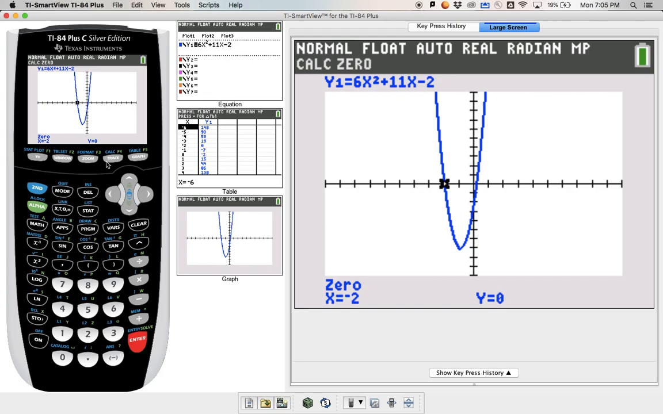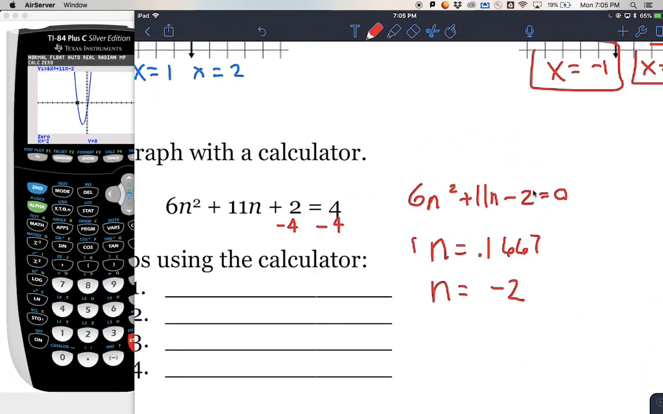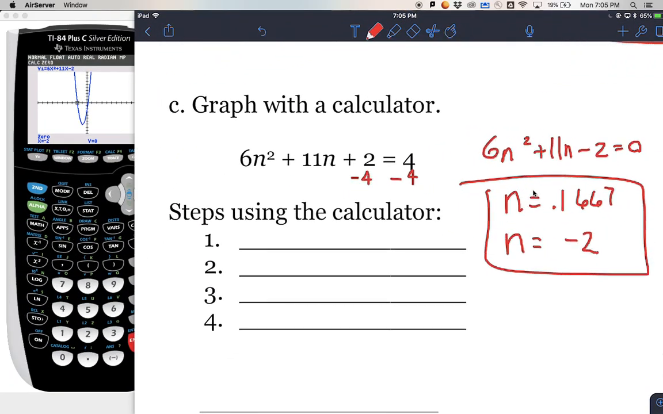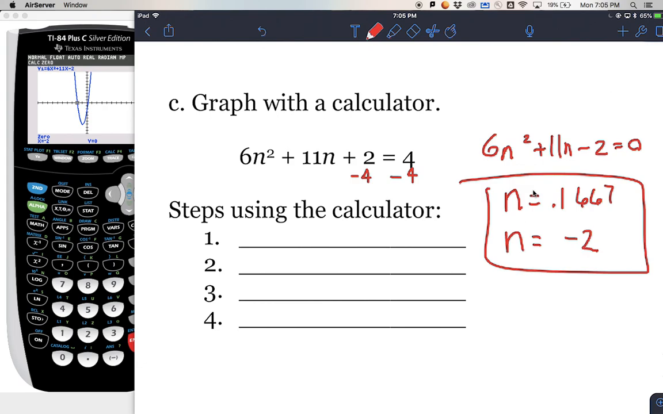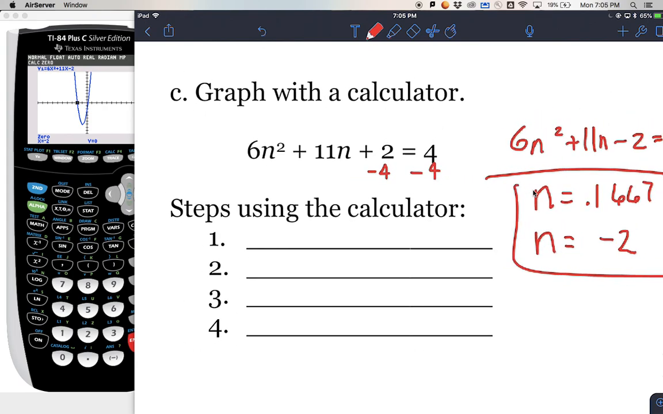So we'll take both of those values. n is equal to 0.1667, and n is equal to -2. We will write those down right there. Those are our solutions. So sometimes they don't come out super clean. As far as the steps, I typed into y equals.